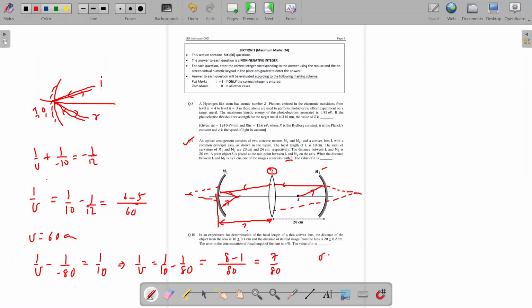So that is where actually we want the pole of the mirror to be, at 80 by 7 centimeter from the lens. So this distance n by 7 should be 80 by 7. So n should be equal to 80.